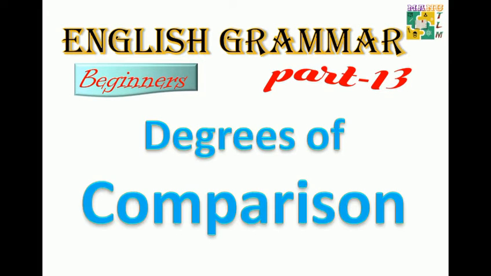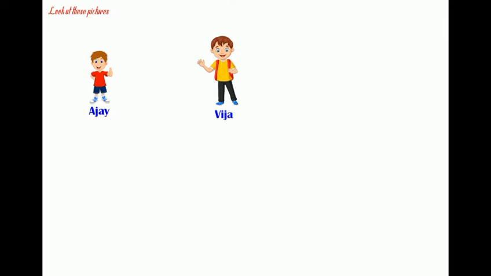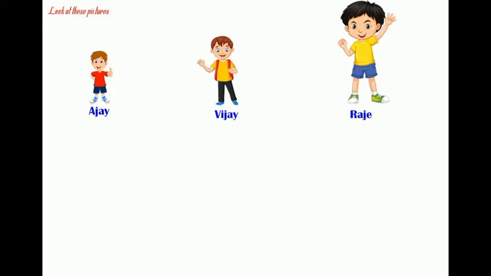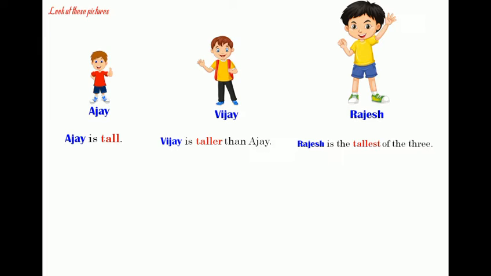Degrees of comparison. Look at these pictures. Ajay, Vijay and Rajesh. Now we compare three persons. Ajay is tall, Vijay is taller than Ajay, Rajesh is the tallest of the three.